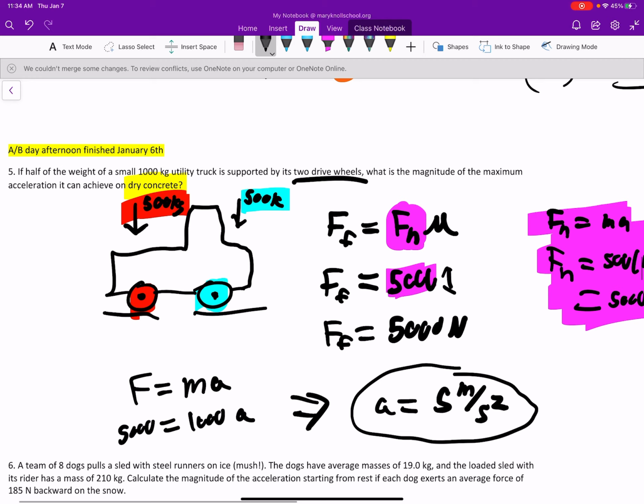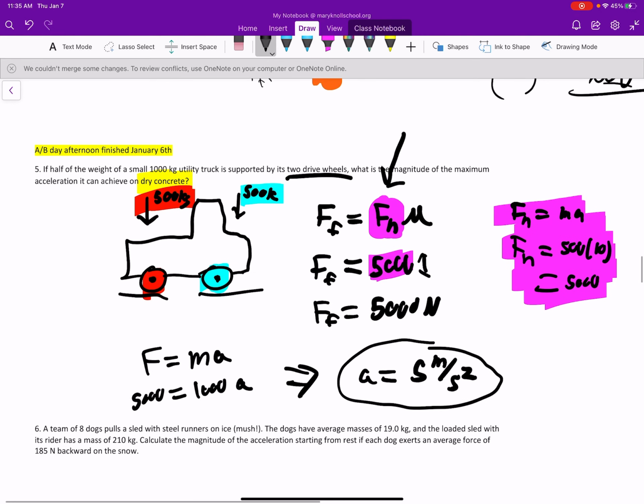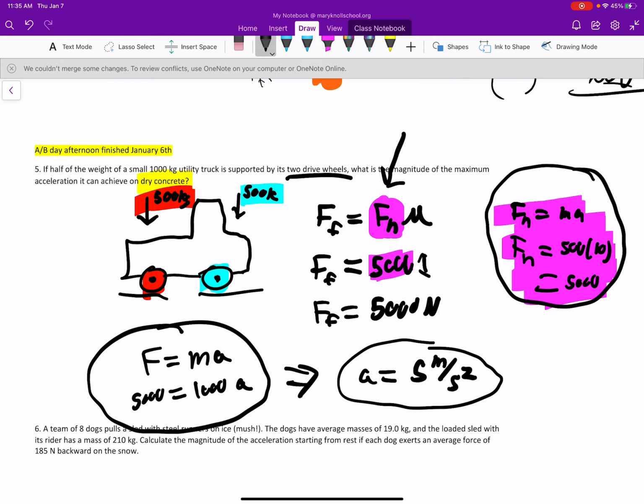So we can't use the force normal being the whole truck, because the drive wheels are the only ones driving the car. So we just use 5,000 for the force normal. Right here, we just use the mass as 500, then we end up with the force normal being 5,000. We plug it into the force of friction equation, and we end up with 5,000 newtons. Then we end up with F equals ma, and we end up with 5 meters per second squared.